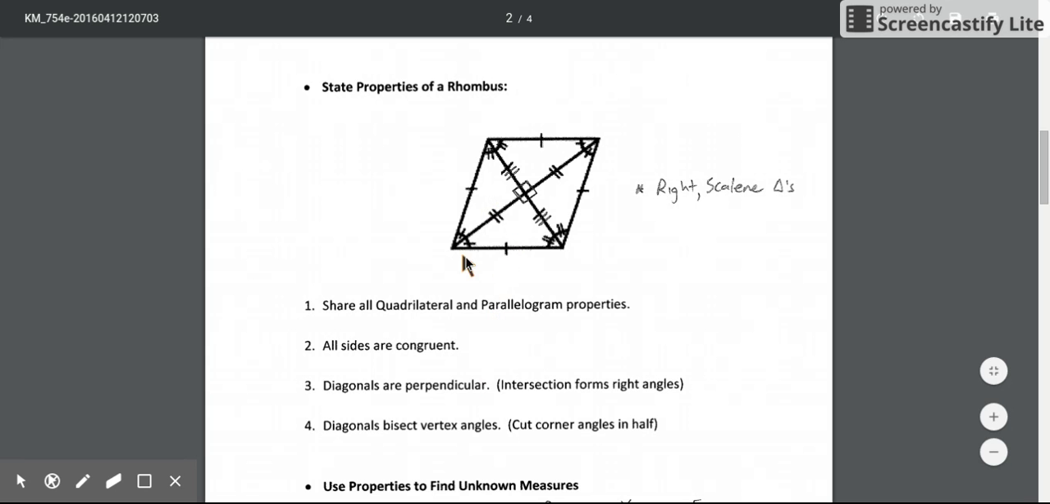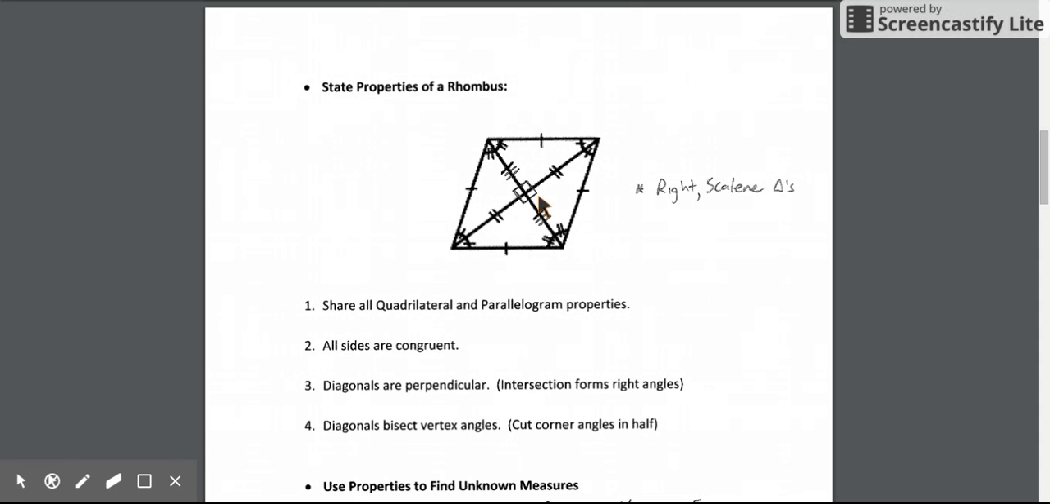The diagonals are perpendicular to each other. Perpendicular lines create right angles. So all of those angles in the middle there are going to be right angles. And in most diagrams, they only give you one of those boxes because they assume that you can imply that all of them are right angles. The last property, diagonals bisect vertex angles. So that didn't happen in a rectangle, but it does happen in a rhombus. These diagonals are going to cut the corner angles or vertex angles exactly in half, or into two equal halves.